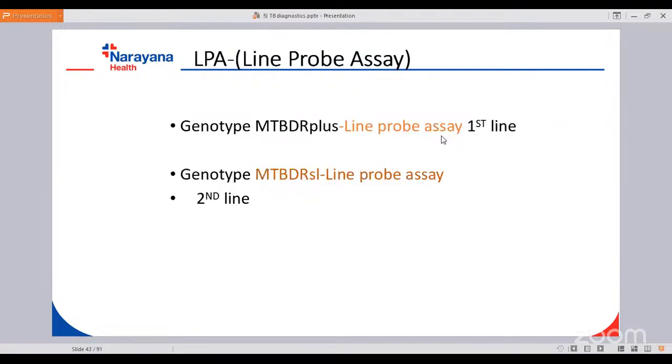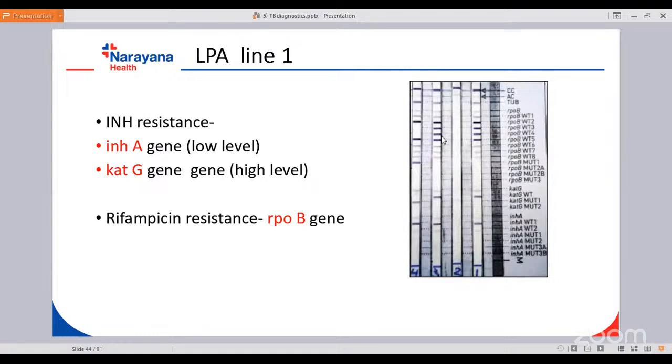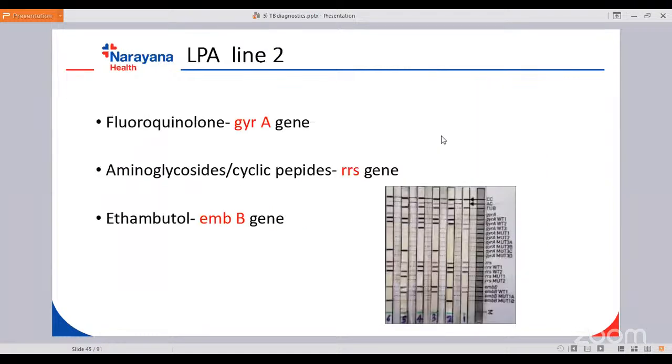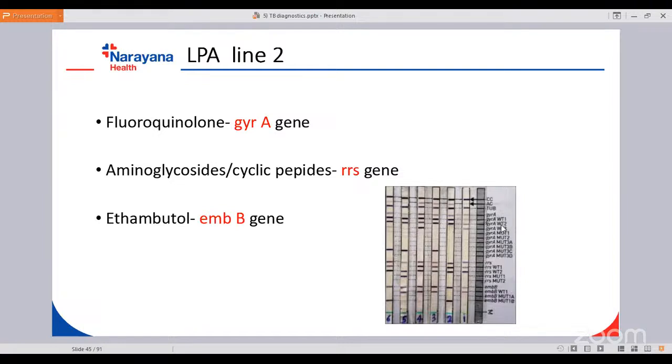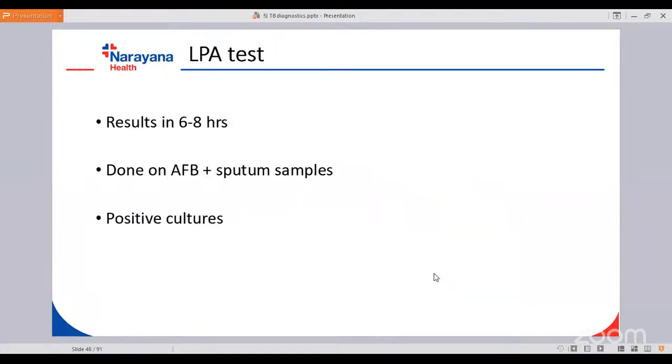So there's a line 1 and a line 2. Line 1 detects the resistance to INH and rifampicin, and line 2 is for fluoroquinolones, aminoglycosides, and ethambutol. So it sees whether these lines are developing adequately for the wild types, or whether there is any mutation that has developed. When do you do a line probe assay?